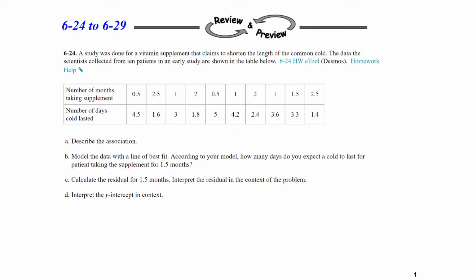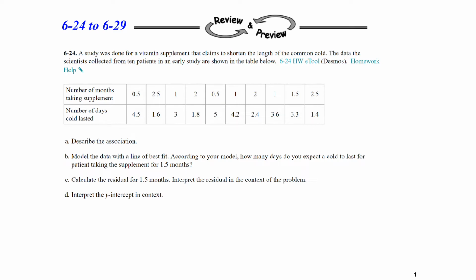Question 24. A study was done for a vitamin supplement that claims to shorten the length of the common cold. The data the scientists collected from 10 patients in an early study are shown in the table below. So you have your independent variable, the number of months taking the supplement, and the dependent variable, the number of days the cold lasted. So we want to describe the association.